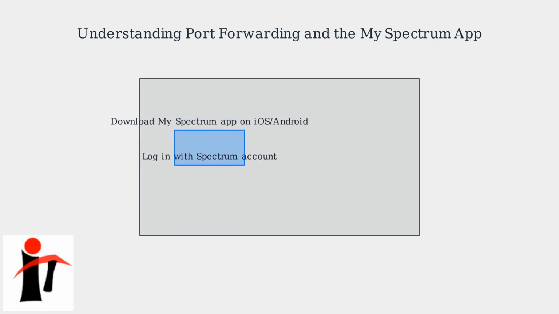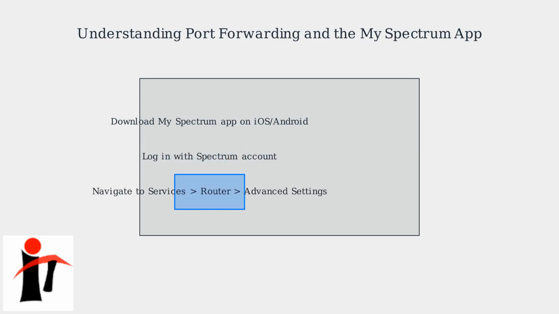To begin, download the My Spectrum app on your iOS or Android device and log in with your Spectrum account credentials. Navigate to the router settings, typically found under Services, then Router, and finally Advanced Settings. Ensure you enable advanced settings to access port forwarding options.